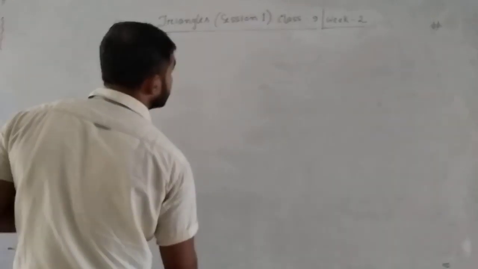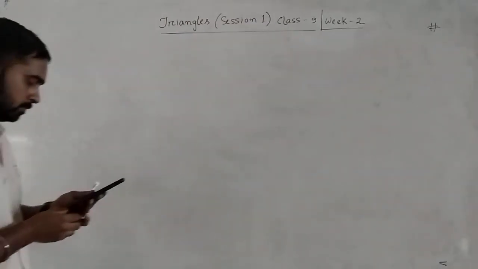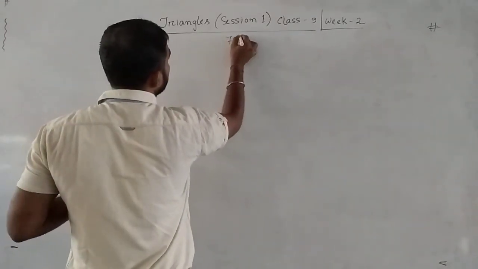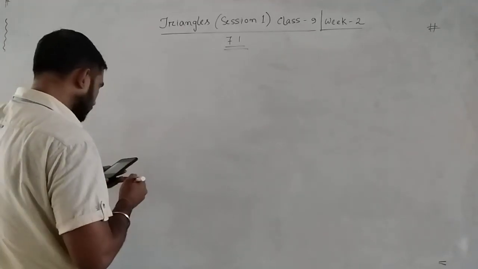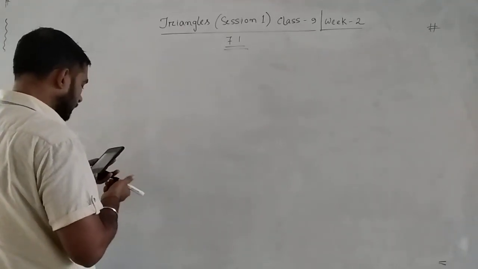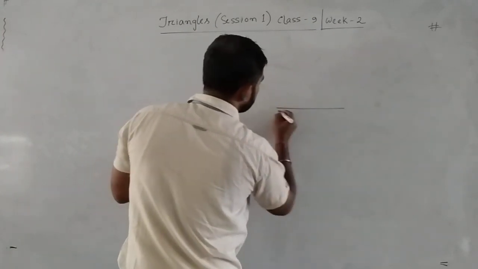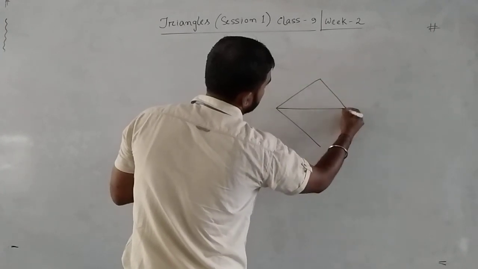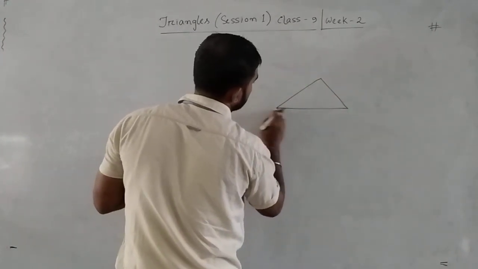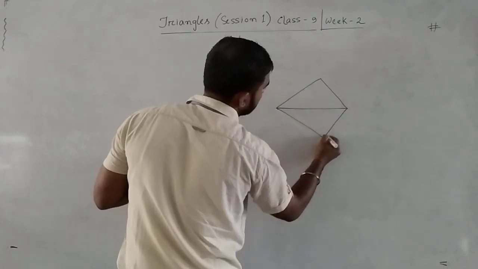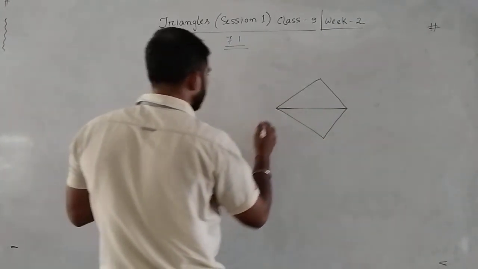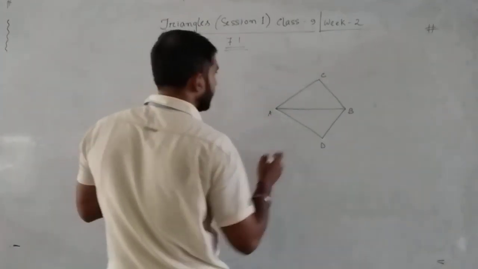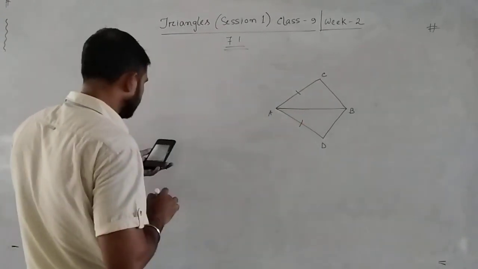Now we'll go to this exercise directly. So the first exercise is 7.1. What is the question? In the quadrilateral ABCD, where AC equals AD, this is given.